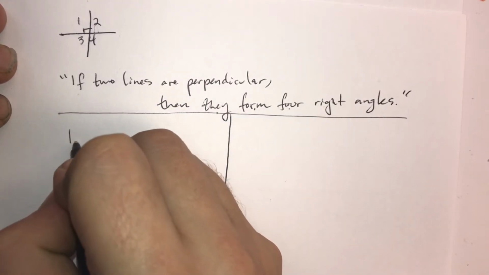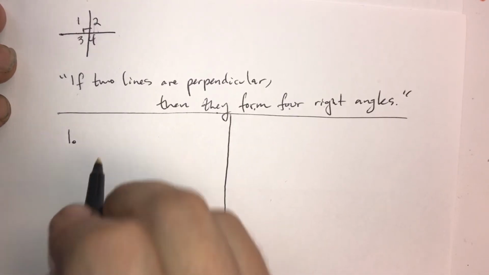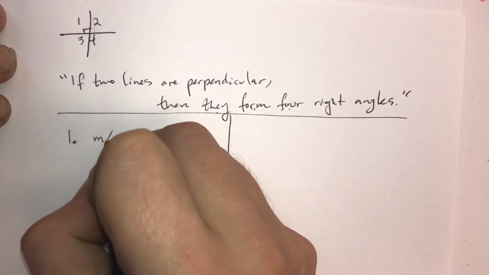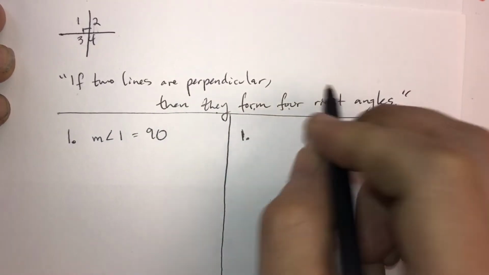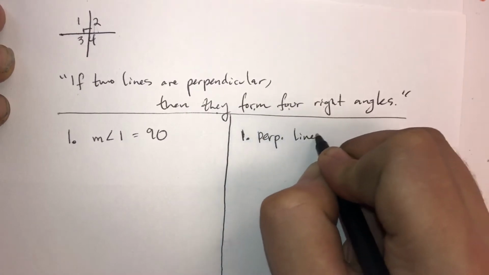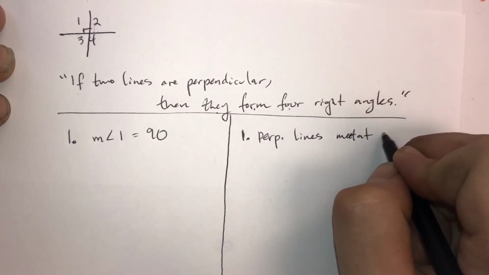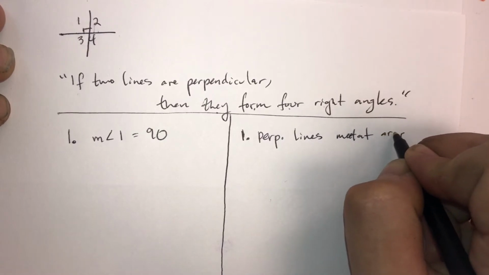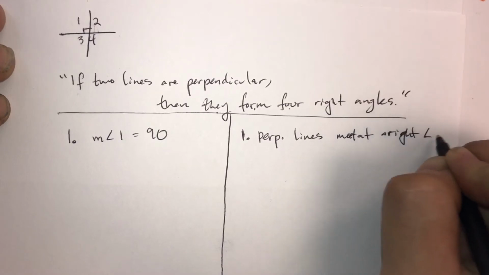Let's get started. So what did I say we were given? We were given that angle 1 is a right angle. So let's say the measure of angle 1 is 90 degrees, and what is the reason? It's that perpendicular lines meet at a right angle. A right angle, let's say.